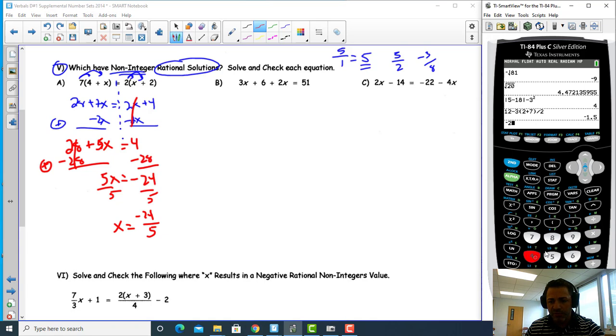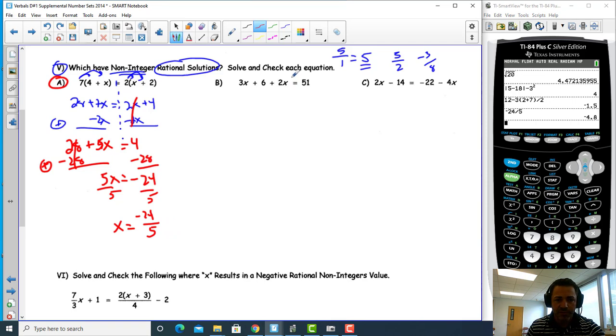When I divide negative 24 by 5, 5 doesn't divide into 24 without a remainder. Therefore, it's going to have a decimal value. It's negative 4 and 8 tenths. And that would be a non-integer rational solution.